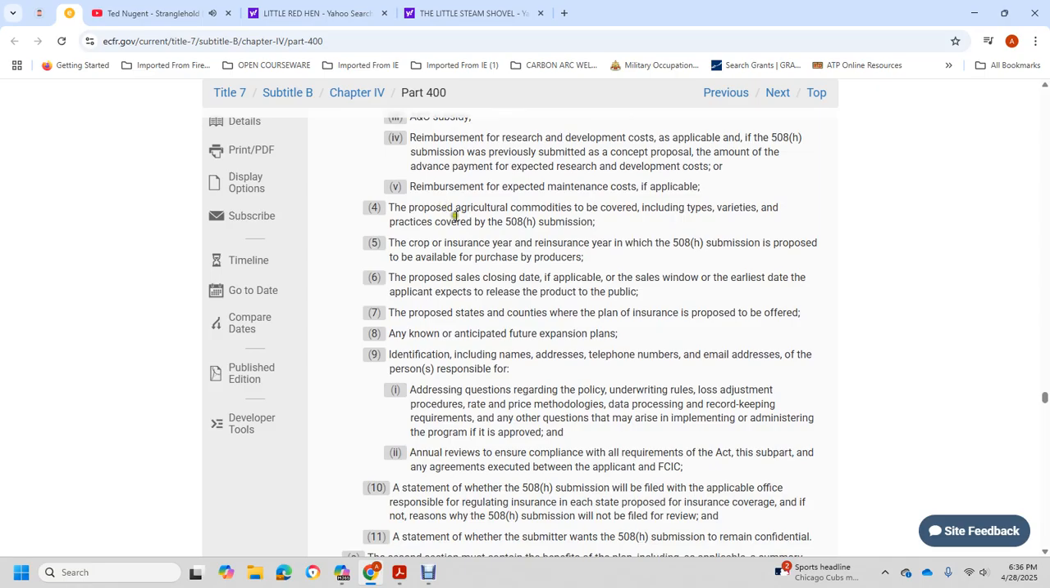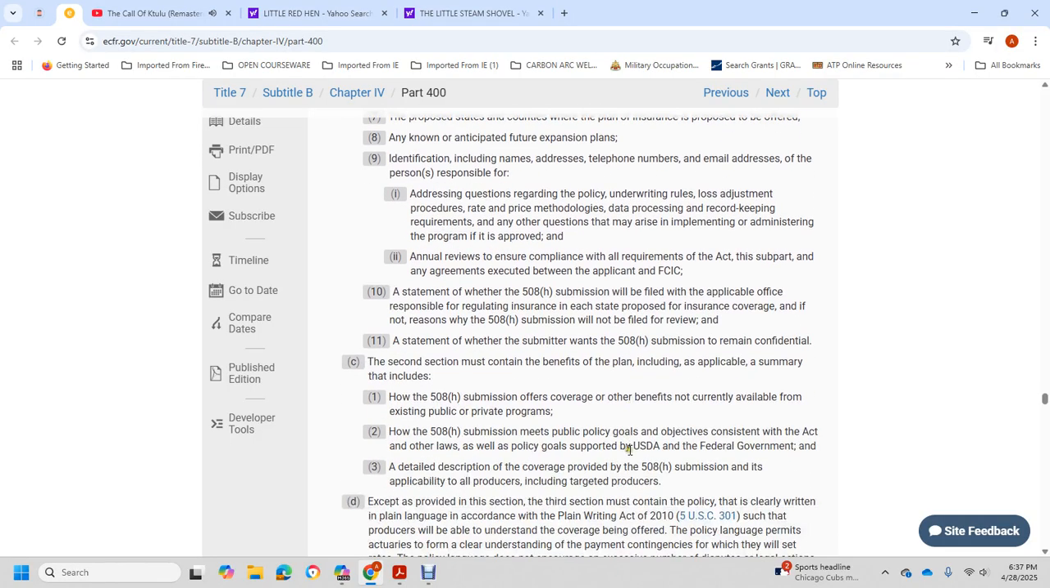9. Identification, including the name, address, telephone number, and email address of the person reasonably able to address questions regarding writing the policy, underwriting rules, the loss adjustment process, the rate and price data process, record-keeping requirements, implementing and administering the data approval program, and the annual review, ensuring compliance with the requirements of the Act, the subpart, and any agreement executed between the applicant and the Federal Crop Insurance Corporation.